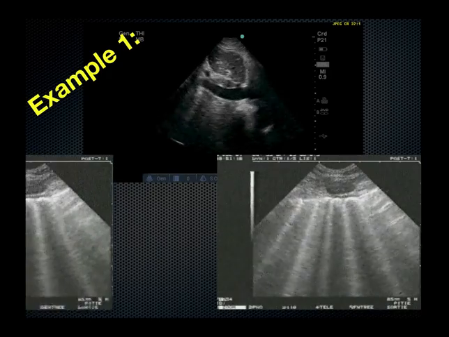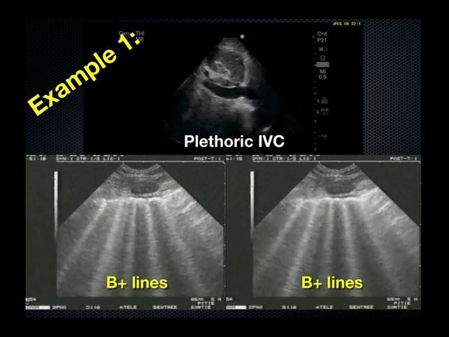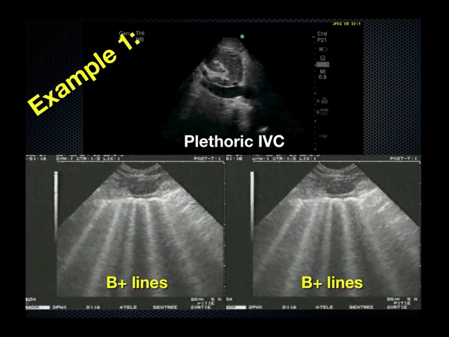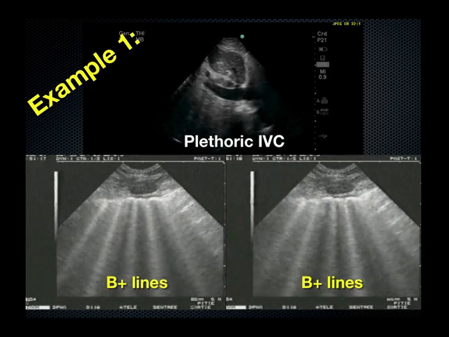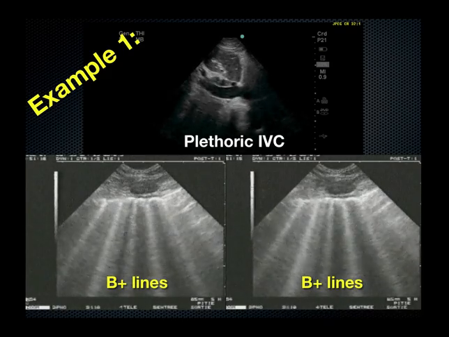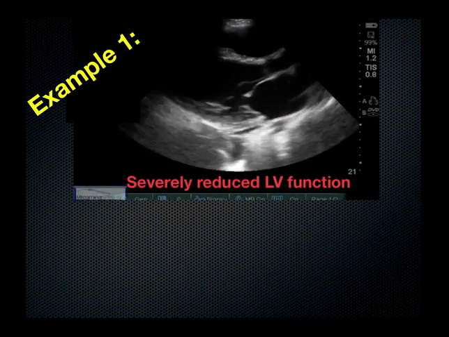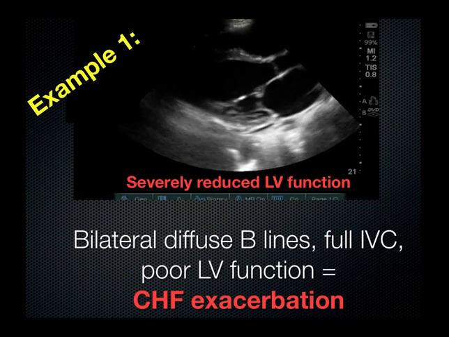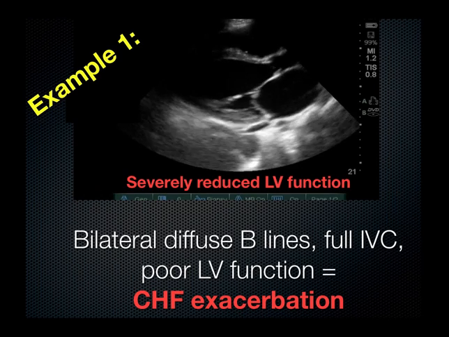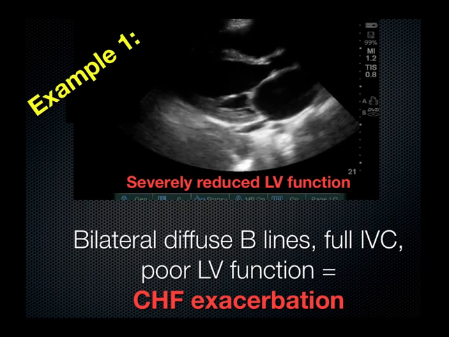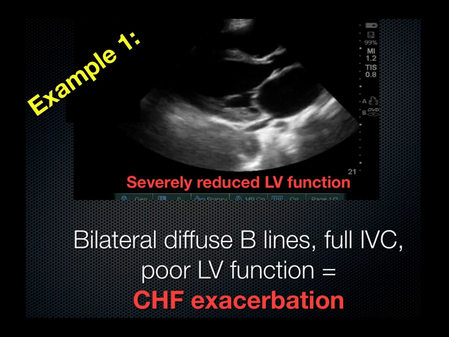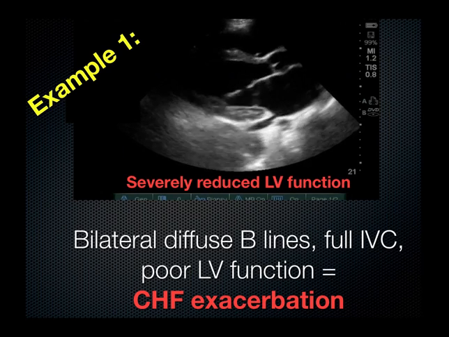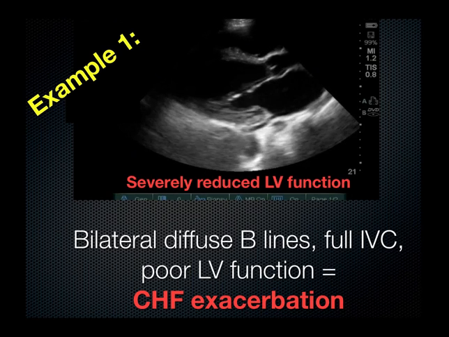Example number 1, patient is acutely short of breath, and this is what you find. We have an IVC that's plethoric, without any significant respiratory variation, and bilateral B lines. In addition, you can appreciate with the cardiac window that the left ventricular function is severely reduced. So the combination of bilateral diffuse B lines, a full inferior vena cava, and the poor function lead you to the diagnosis of a CHF exacerbation as the cause for that patient's respiratory distress.